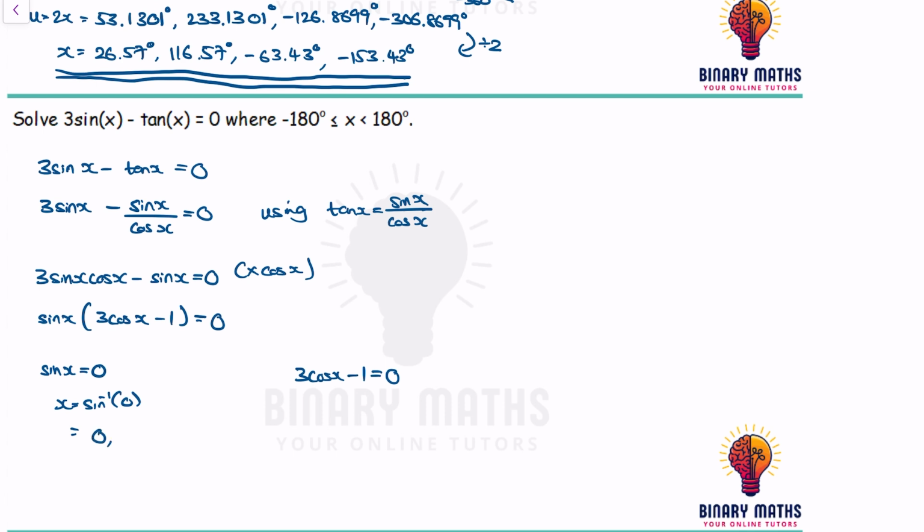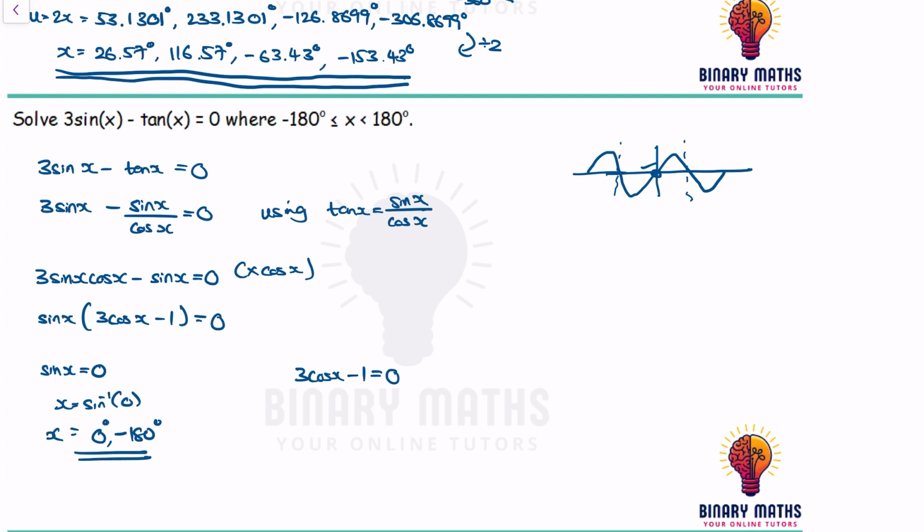Now if you think about the sine graph, remember, every 360 it repeats itself. We're only looking at it from minus 180 to positive 180. So 0 is one of the solutions. We're not including 180, so 180 is not a solution, but minus 180 is, because it's within the range. So 0 degrees and minus 180 degrees.